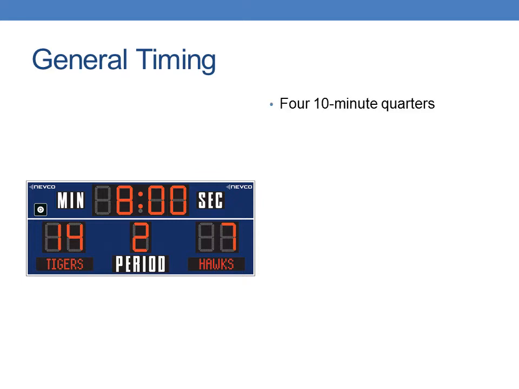First of all, we play 4 quarters. Each quarter is 10 minutes in length. Halftime is 5 minutes. It should start immediately. Once the referee indicates the end of the second quarter, we should start the clock for the 5-minute halftime.